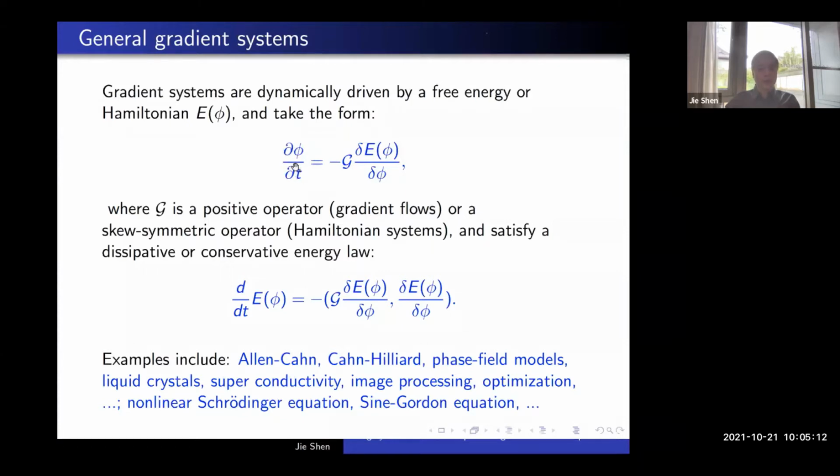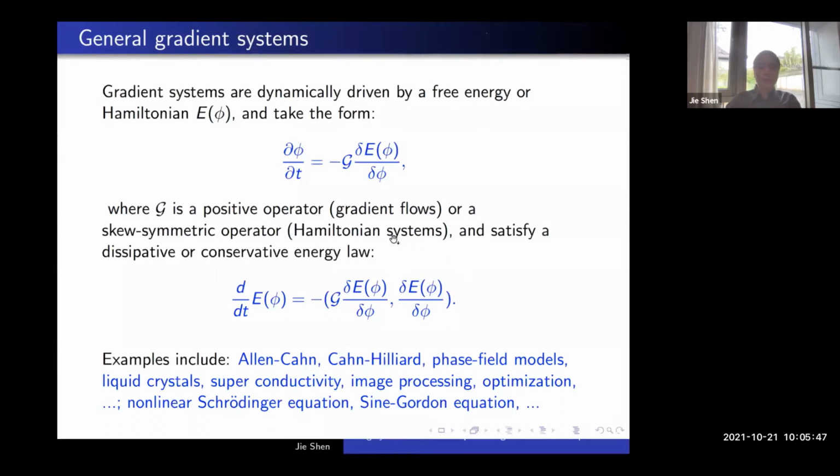On the left-hand side is the derivative with respect to time. On the right-hand side, you have the variational derivative of the free energy. And then you have a minus G operator in front, where G is a positive operator or a skew-symmetric operator, or it can be a sum of a positive operator and a skew-symmetric operator.